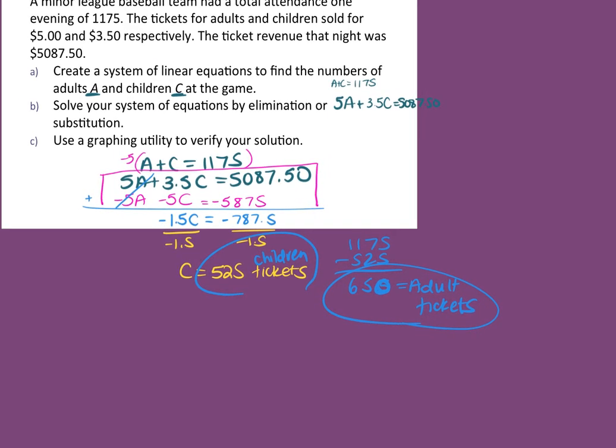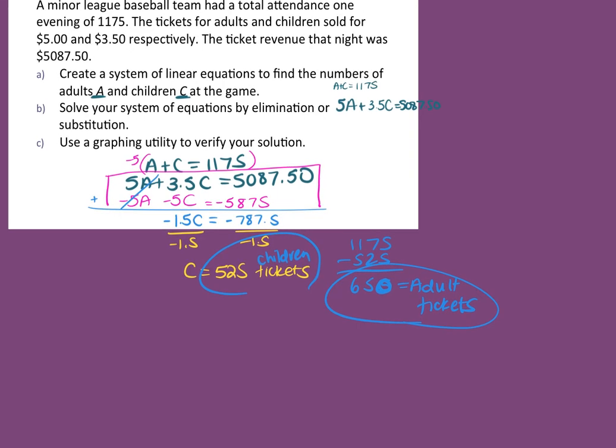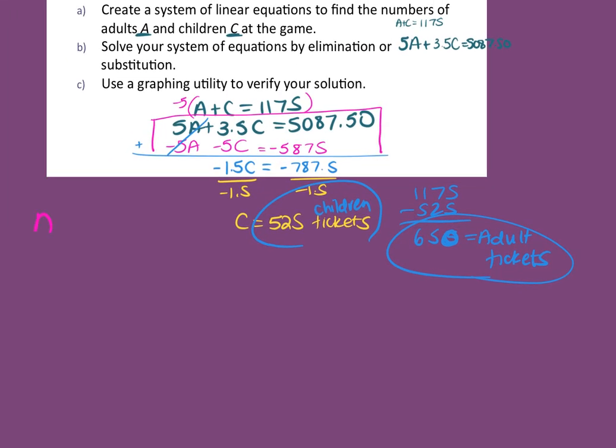And then it says use a graphing utility to verify. In order to use a graphing utility, you have to solve for a variable. So it doesn't matter which one you make your X and your Y, but you have to solve for one of those variables, and you have to pay attention. So like if I'm going to solve for A, then I can say A equals 1175 minus C. I'm going to plug that into the graphing utility, and then I have to solve the second one for A as well. So I'd get 5A equals 5,087.50 minus 3.5C, and then divide everything by 5. And you can actually write that whole thing in the calculator like that, all over 5.